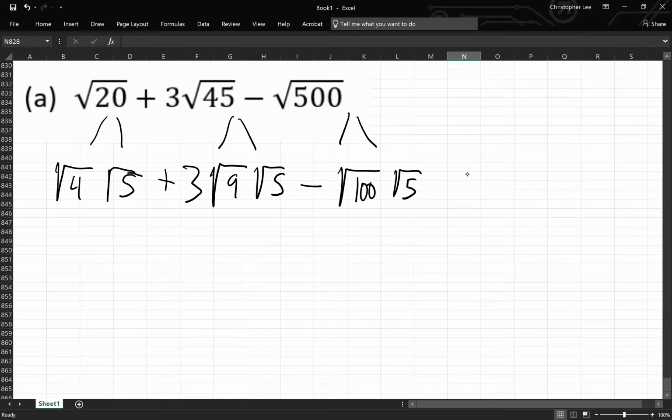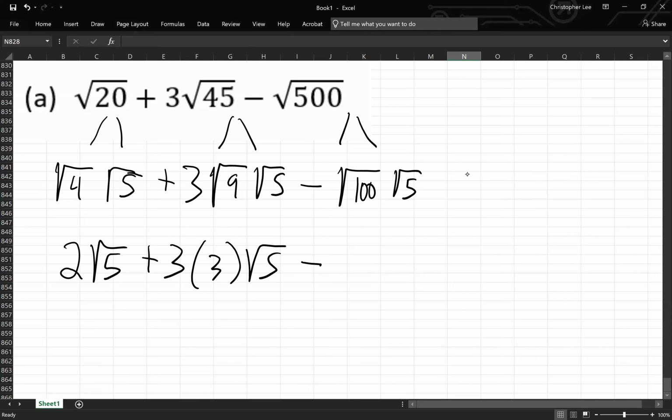All right. So square root of 4 is what again? I forgot. 2, right? So this is 2 square root 5 plus 3. What's square root of 9 again? I forgot. 3. Very good. Square root 5, right? Bring down the minus. What's square root of 100? I'm impressed. That's 10 square root 5.